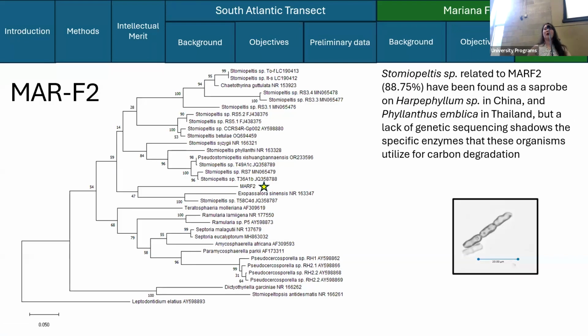And for my fungal chapter, we successfully isolated 7 total organisms from these high pH fluids, and we are moving along with 3 of them based on their potential carbon degradation ability. And the first one's most closely related match was a Stomiopeltis species at 88%, so it's not very related to anything that has been found in this genus.